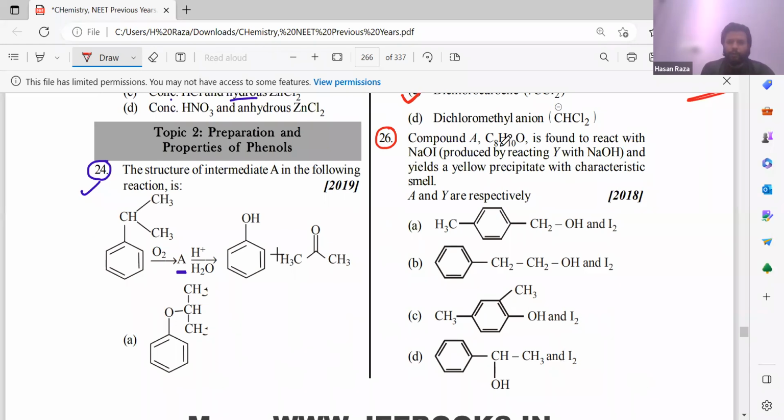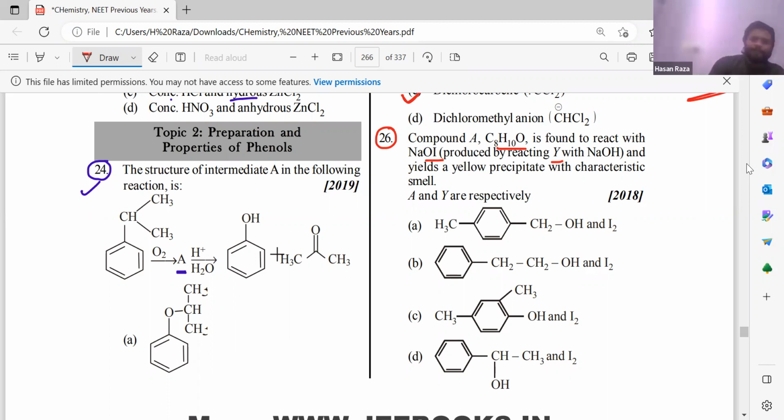First of all, you are going to write a compound with this formula. It is found to react with NaOI produced by Y with NaOH, and it gives a yellow precipitate with a characteristic smell.